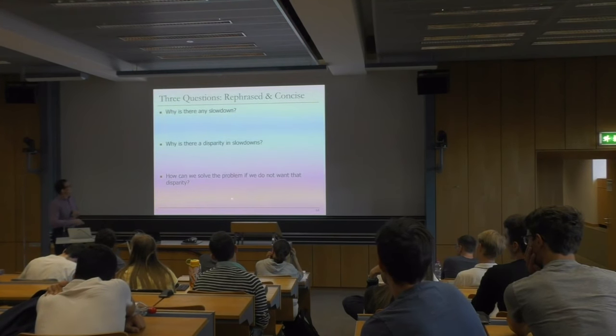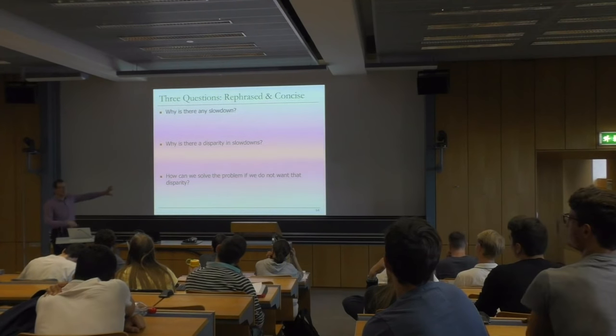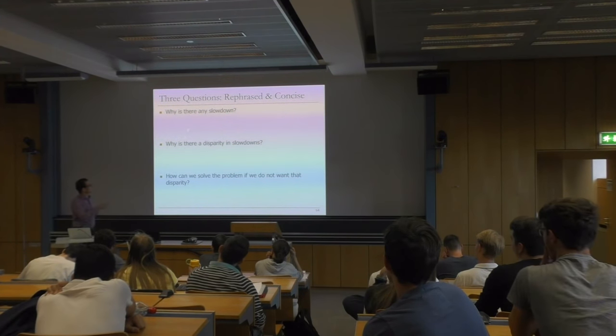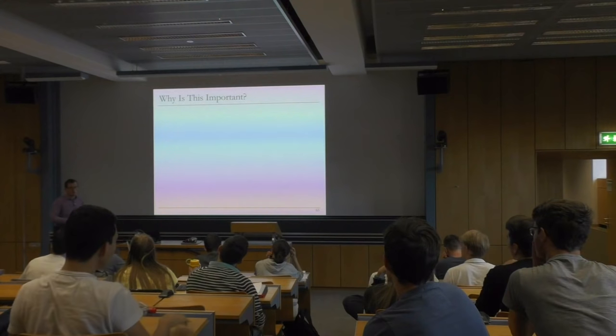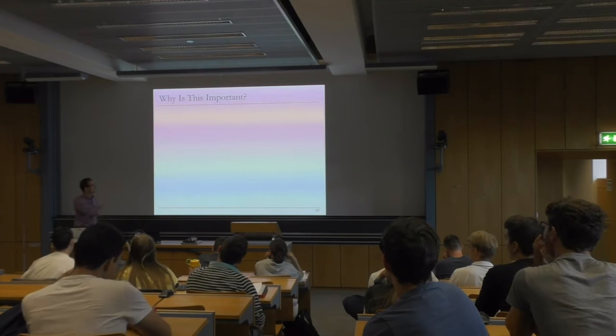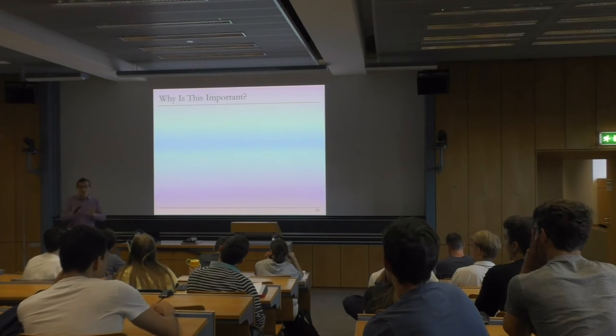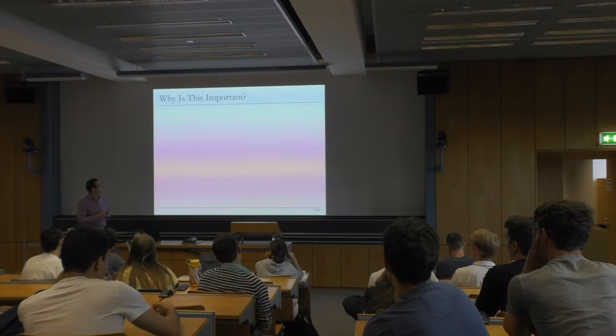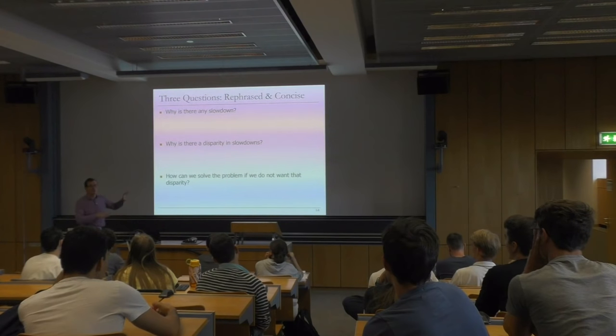Okay, so how do we solve the problem if we don't want that disparity? Hold that thought for now. Let's talk about this particular case. But before we talk about this particular case, I'm going to give you why this happens in this particular example. But all of these are actually potential examples. By the way, before we go on, can anybody think of what else could be the reason for disparity in slowdowns?